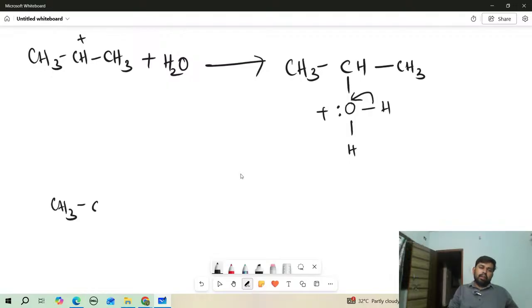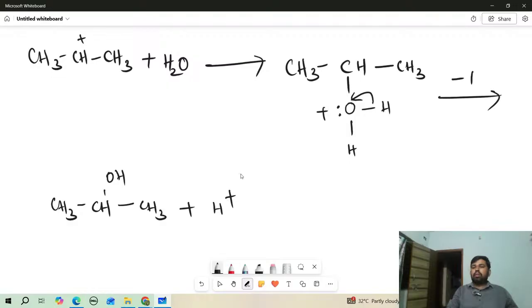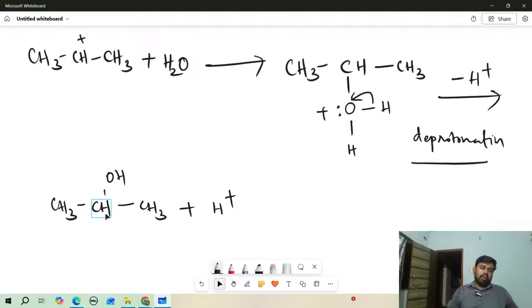CH3 shifted here, and one H plus ion will be removed here. We have one H plus removed, like right here, a proton removed. This is called deprotonation. This is how we are going to prepare again here. What we prepared here is again a secondary alcohol.